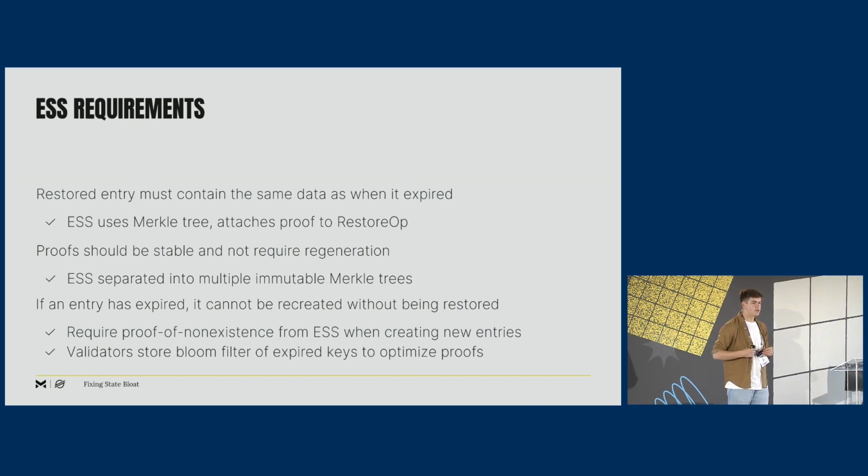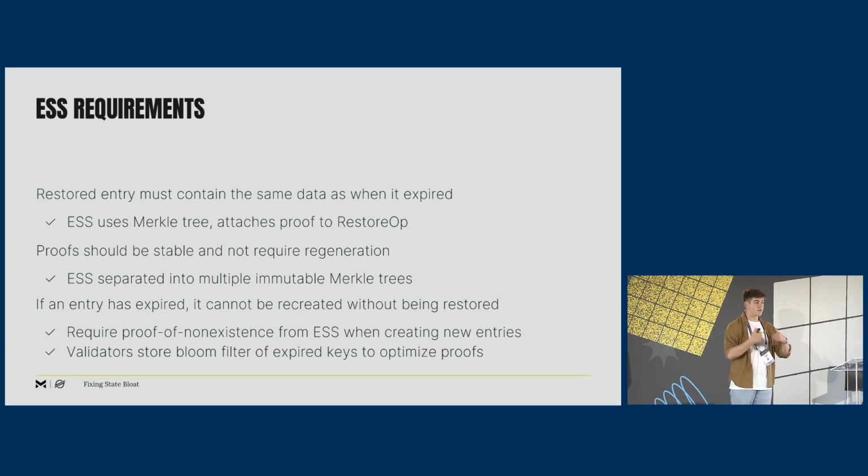What this will do is that the validators will store a Bloom filter of all the keys that are expired in the ESS. Now, the Bloom filter is a probabilistic data structure, which means that there's some amount of false positive rate. What this means is that occasionally, the validator will think a key is in the ESS when it really isn't. What this looks like in practice is that for the majority of the time, we can essentially generate these proofs of existence locally without going to the L2 service.